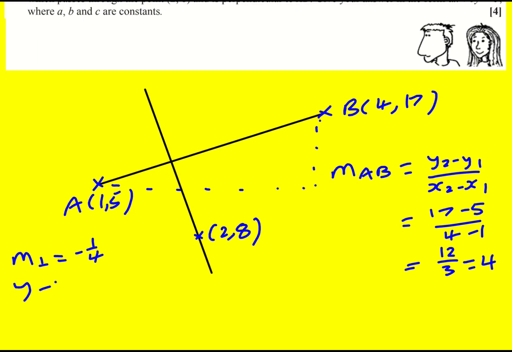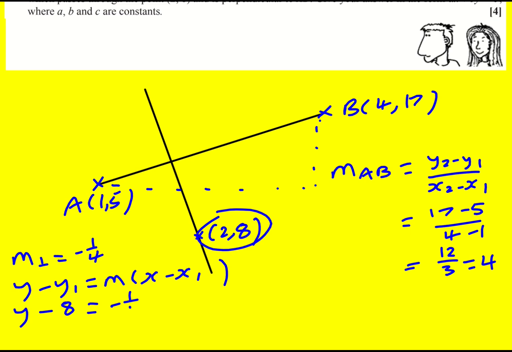We can use y minus y1 equals m(x minus x1). I highly recommend this equation just because you can immediately put your coordinates in. And for us, we're substituting: we've got the gradient as minus a quarter for this line. We've got the x is 2 and y is 8. So that's my x1 and y1. So y minus 8 is equal to minus a quarter times (x minus 2).